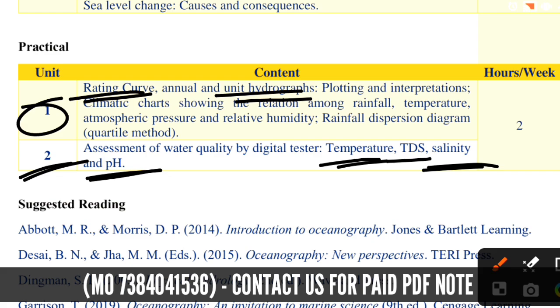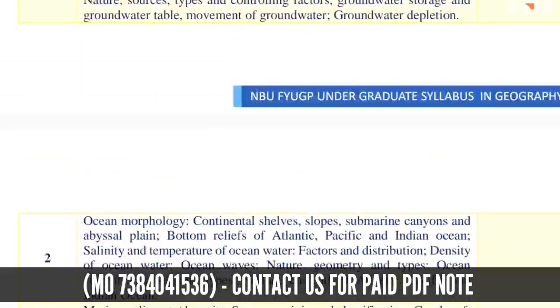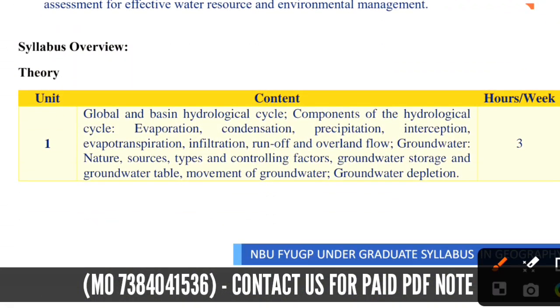So now students, before ending this video, let us revise the complete syllabus once again. In unit 1 you have hydrological cycle and groundwater. Under the hydrological cycle you have evaporation, then convection, and unit 2 you can see here all of this.